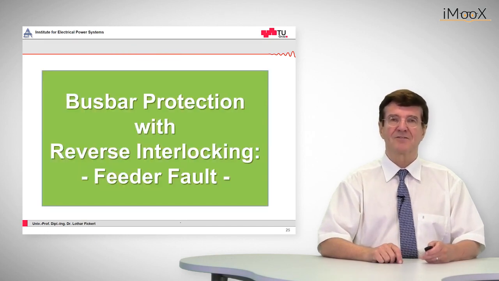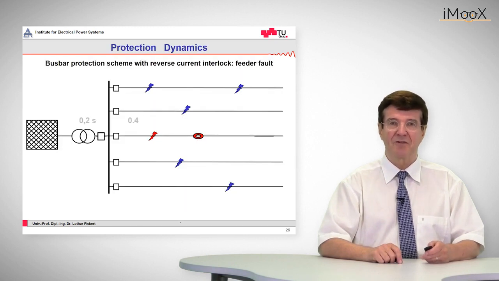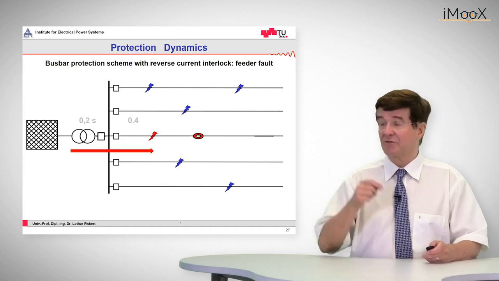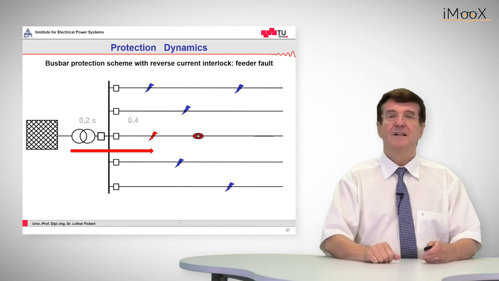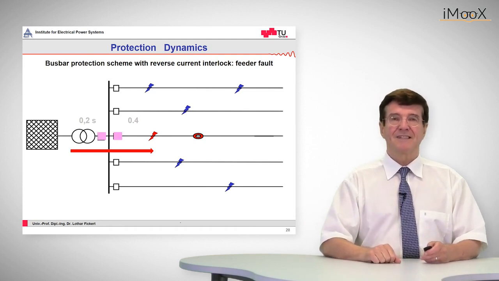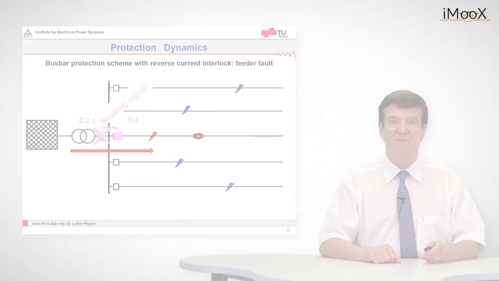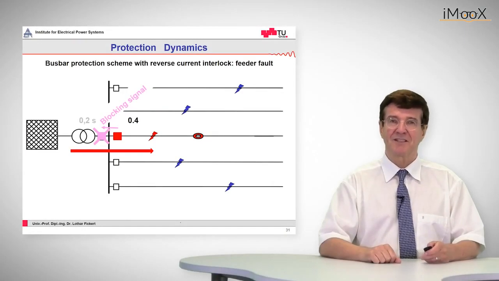So now let's apply this to the busbar protection with reverse interlocking. First, let's look into a feeder fault. If a fault on a feeder occurs, we have a short circuit current flowing from the source to the faulty point. The relays that see this short circuit current are activated, they start and send a blocking signal to the preceding relay, which is closer to the source. This relay is blocked and will not take part in the protection scheme anymore. After a tripping time of 0.4 seconds, the feeder is tripped out, and that is correct.